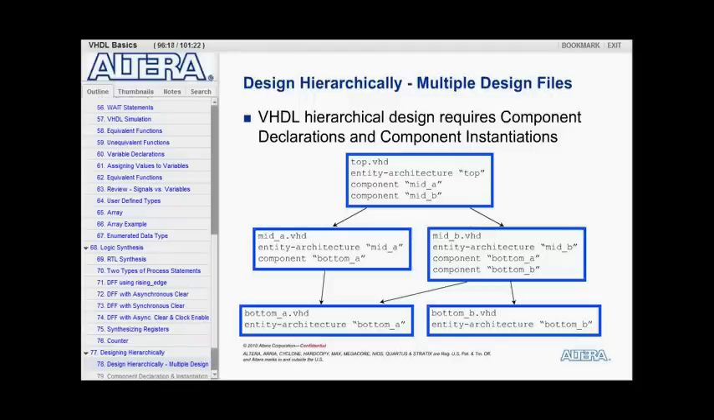In mid B, I want to use both bottom A and bottom B. So in mid B, both bottom A and bottom B have to be declared and instantiated. Then in the top level file, the top level block, I want to use mid A and mid B. So that means both mid A and mid B must be declared and instantiated in top. But top has no concept of bottom A and bottom B. They're basically hidden by mid A and mid B. Only the blocks that you directly want to instantiate or include in that file need to be instantiated inside of it.